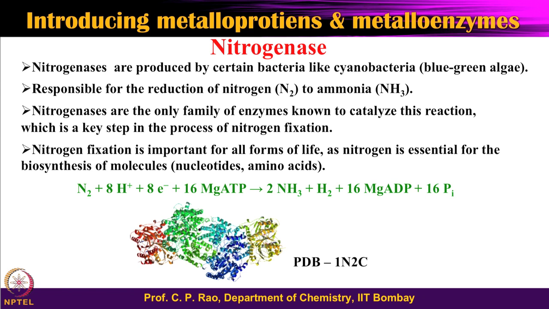First, let us start with the enzyme nitrogenase. This enzyme is produced in a variety of bacteria, for example, cyanobacteria, blue green algae, and also it is present in a large number of plants because those bacteria are present in the roots of those plants, and there again nitrogen is fixed. This particular enzyme is responsible, as I have been telling all the time, for the reduction of dinitrogen to ammonia. So, this is the reducing type of enzyme.